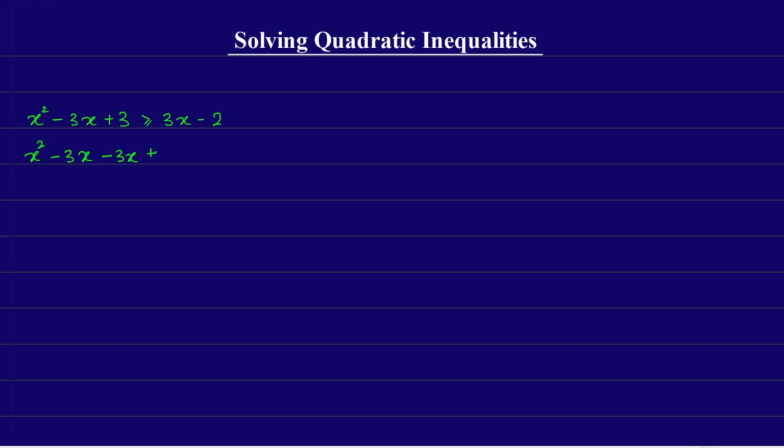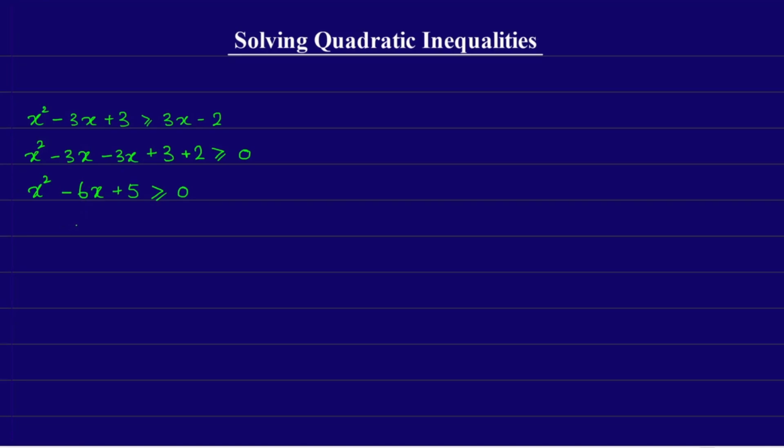Then this again plus 3, and we bring this minus 2 to the opposite side. Since it's minus 2, we have plus 2 on the opposite side, leaving us with 0 on the opposite side of the inequality. Now let's simplify this. We get x squared minus 3x minus 3x, which is minus 6x, plus 3 plus 2. So that's plus 5, which is going to be greater than or equal to 0.